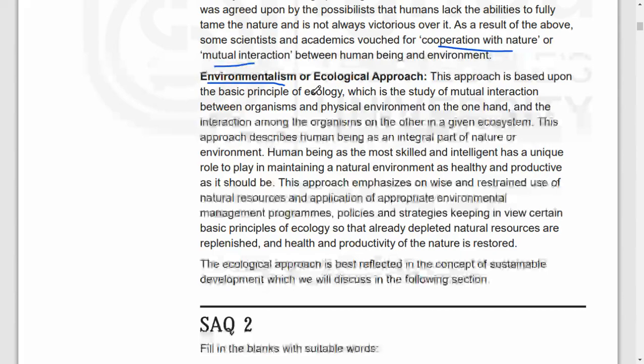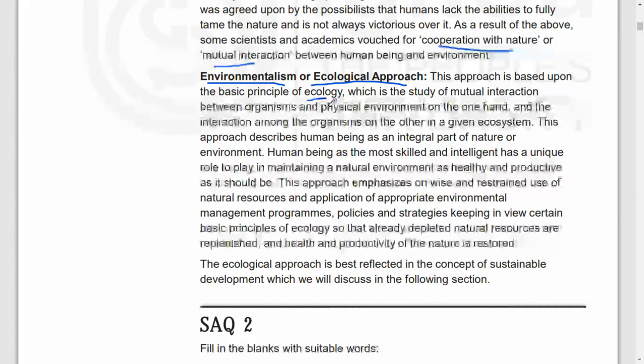Environmentalism or ecological approach. This approach is based upon the basic principles of ecology, which is the study of mutual interaction between organisms and physical environment on the one hand and the interaction among the organisms on the other in a given ecosystem. This approach describes human beings as an integral part of nature or environment. Human beings, as the most skilled and intelligent, have a unique role to play in maintaining a natural environment as healthy and productive as it should be.